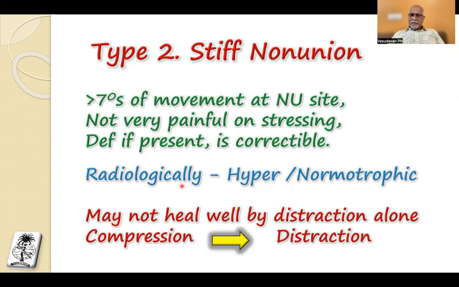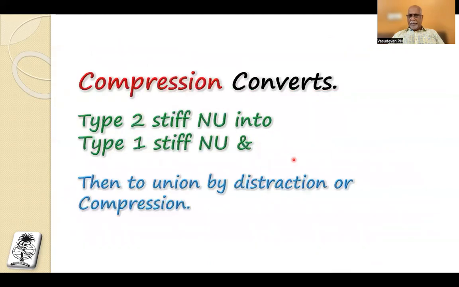But these may not heal well by distraction alone. And usually they are compressed initially to convert them into type 1 non-union, and then we can do distraction or compression as you like. So compression converts the type 2 stiff non-union into a type 1 stiff non-union. This only works when the periosteum is intact. Then to union by distraction or compression, whatever way you want.